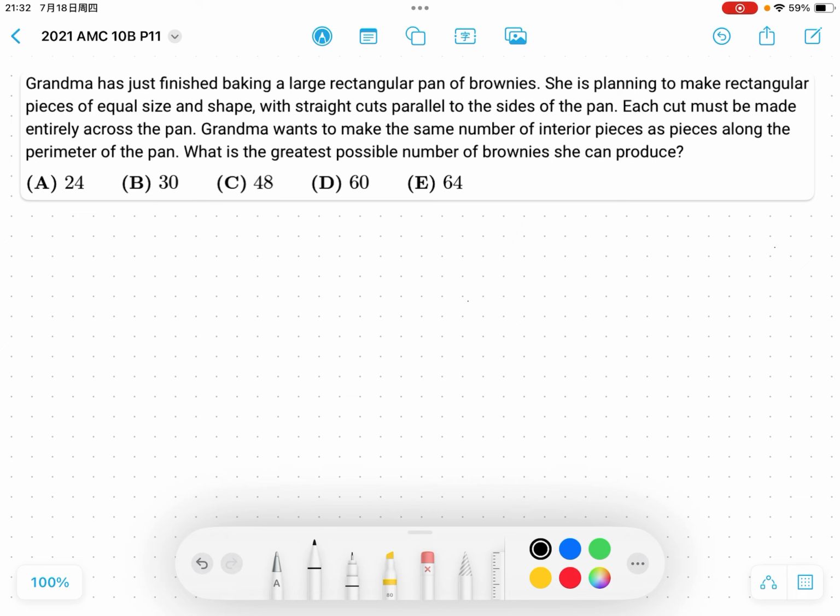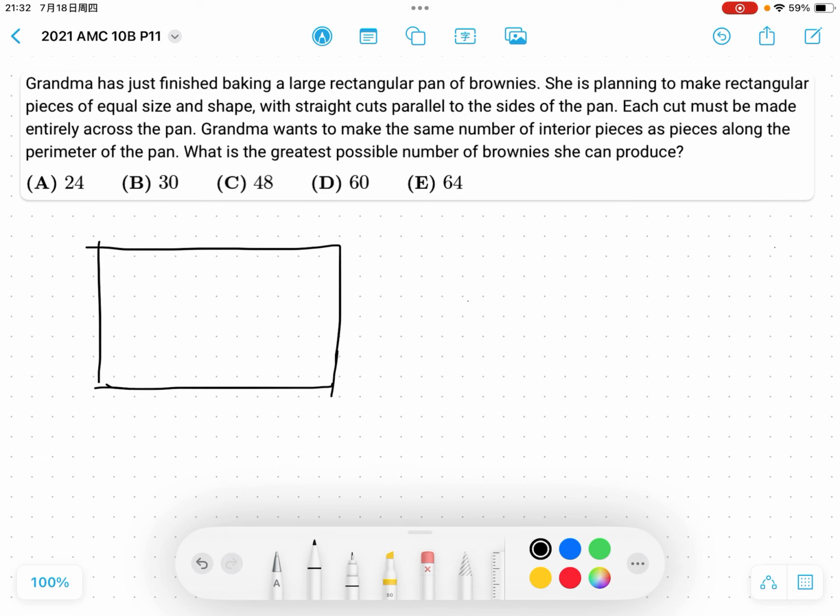Grandma wants to make the same number of interior pieces as pieces along the perimeter of the pan. What is the greatest possible number of brownies she can produce? There are 5 options here, A, B, C, D, E. The first thing we want to do is draw a graph and visualize, because we've just read a really long problem. Well, compared to some other problems, it's really long, and we're kind of confused here.